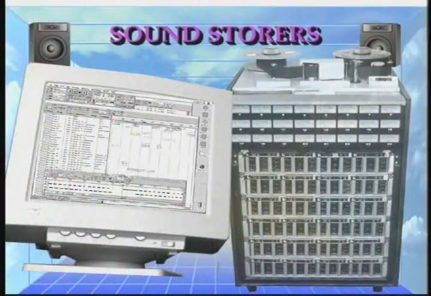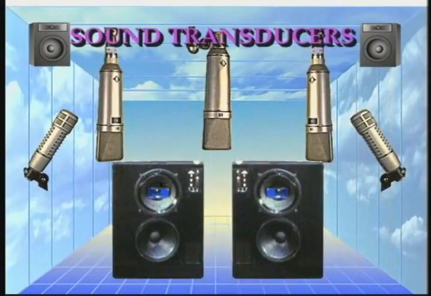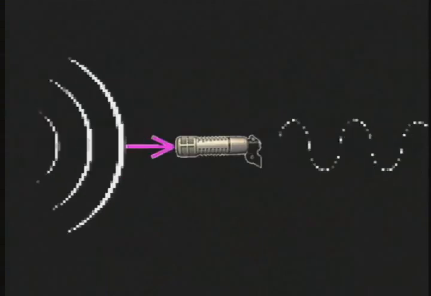Sound stores store sound. Tape players store digital or analog sound. Sequencers store MIDI information. Sound transducers are equipment that take one form of energy and change it into another form of energy. Microphones take mechanical energy or sound waves and change them into electrical energy. Speakers take electrical energy and change them into mechanical energy or sound waves.